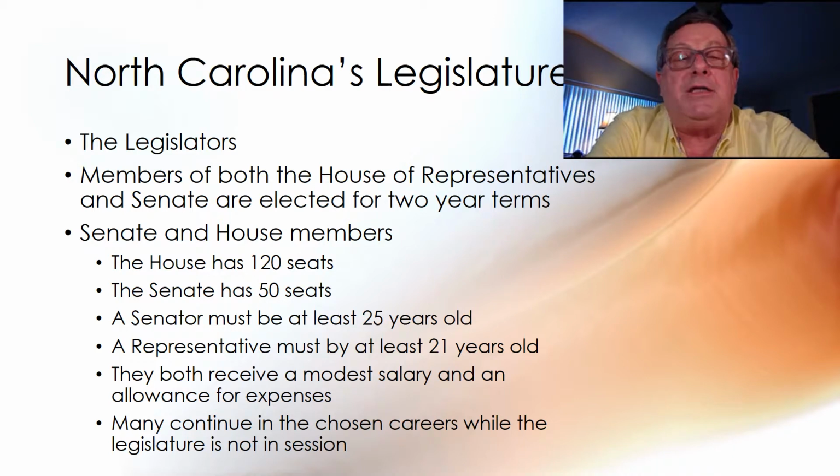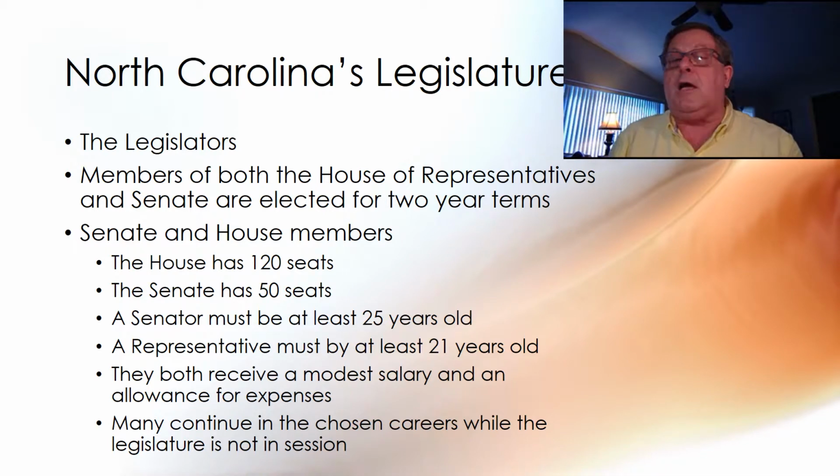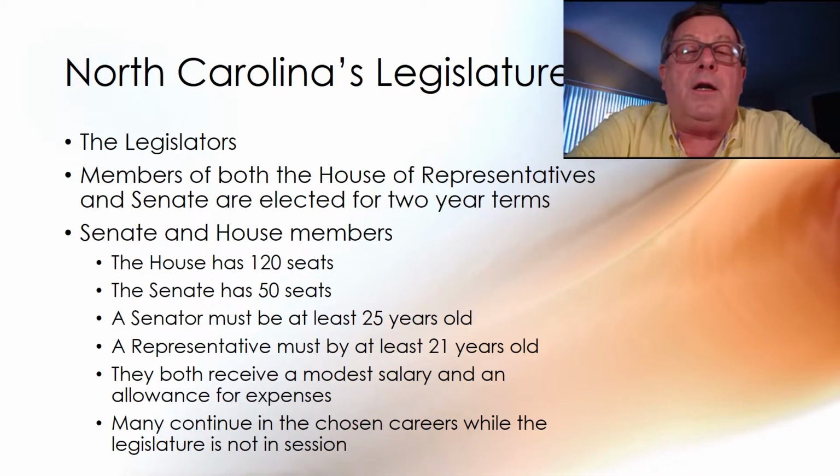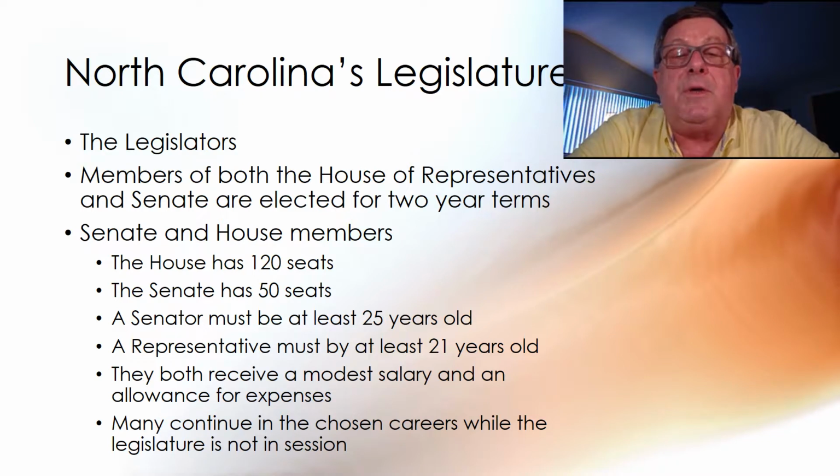Now, let's go into the legislators themselves. So we have members of both the House of Representatives and the Senate, and both of them are elected for 2-year terms. Now, this is unlike Congress. This is a contrast, if you will, to Congress, where the House of Representatives are elected for 2-year terms, but the Senate members are elected for 6-year terms. But in the state of North Carolina, both our House of Representatives and our senators that belong to the General Assembly are elected for 2-year terms.